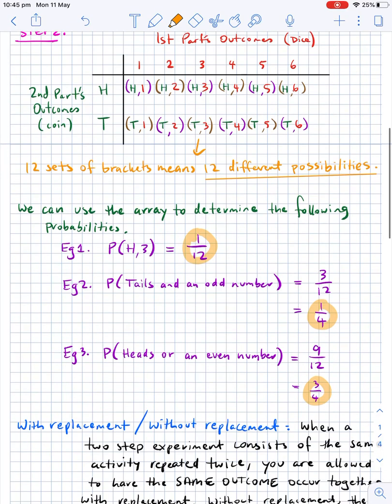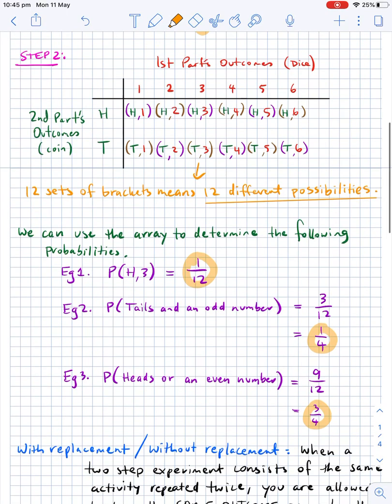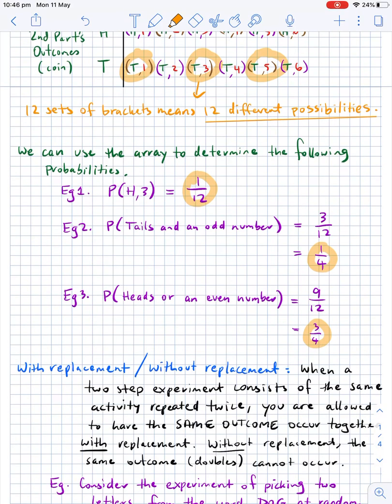Let's try another one. So what's the probability of tails and an odd number? So we need a tails and we need an odd number. So I see that happening here. Tails and 1, tails and 3, tails and 5. So there's only 3 different possibilities out of the 12. So 3 out of 12 simplifies to 1/4 as your final answer.